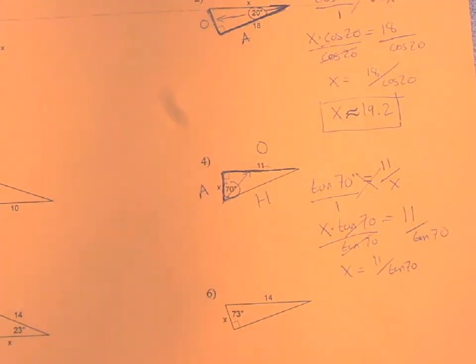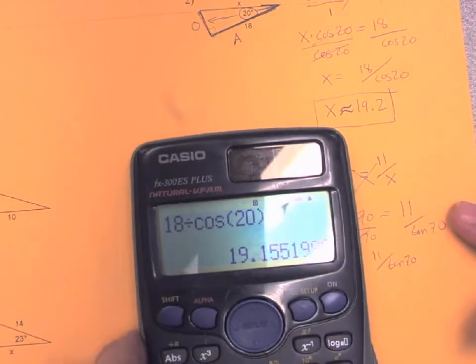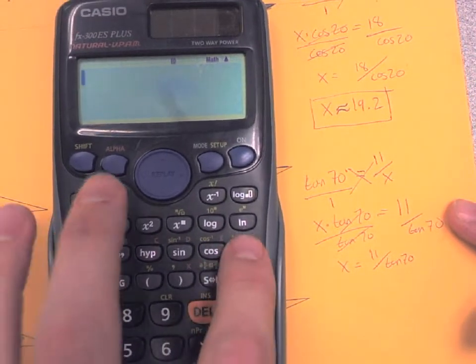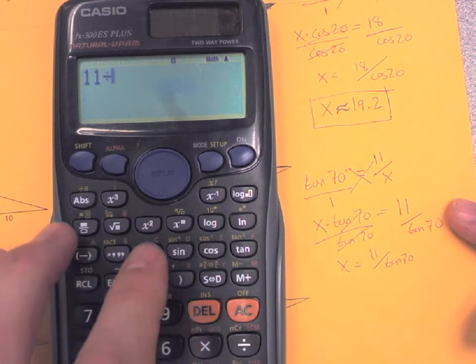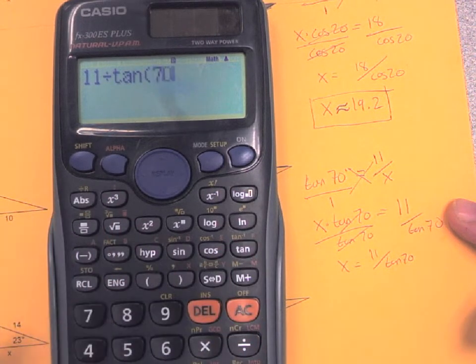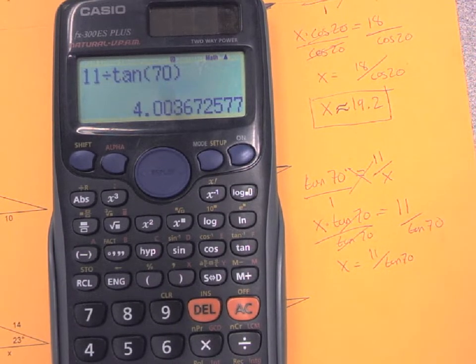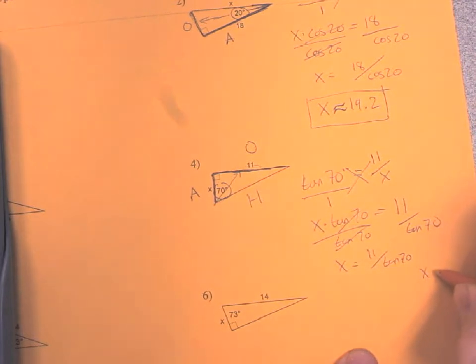Okay. Now our calculator will tell us that ratio. It will tell us what the tangent of 70 is. So we can go back to our calculator now, and we want 11 divided by the tangent of 70 degrees. Okay, that's about 4.0. So we're going to say x is approximately 4.0.